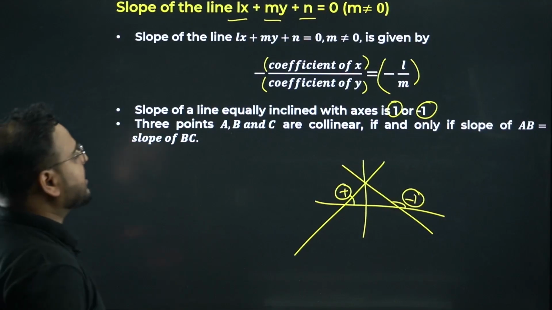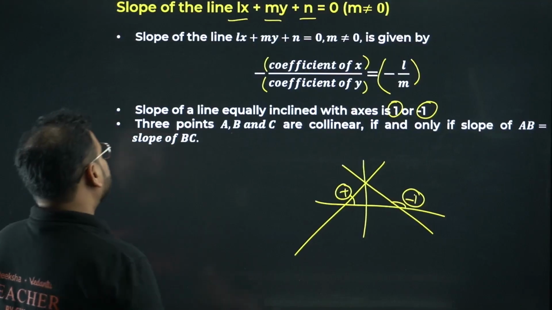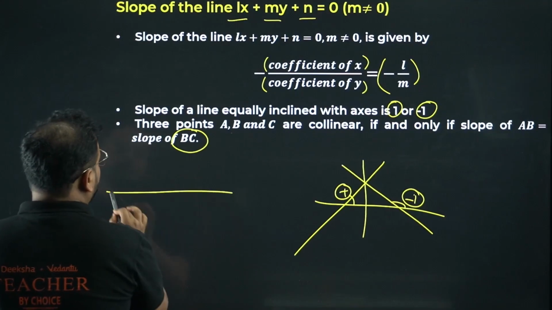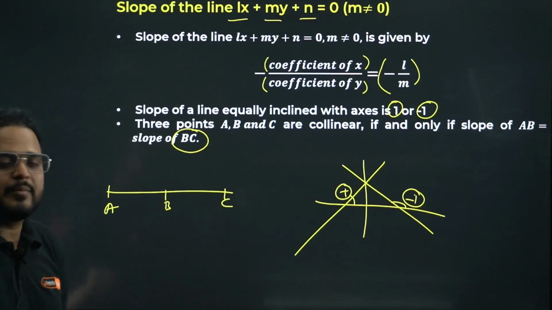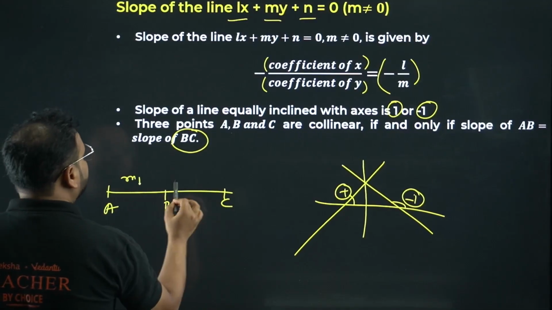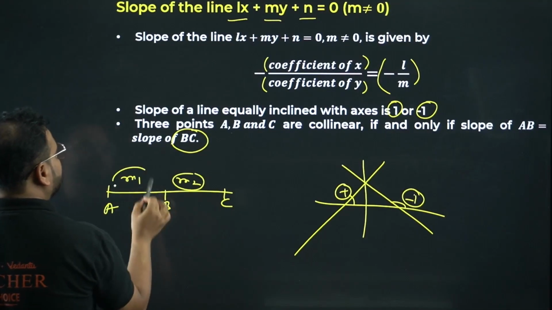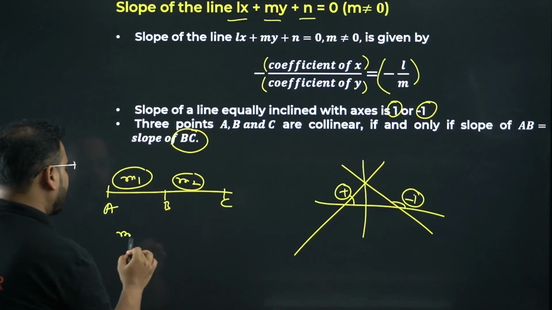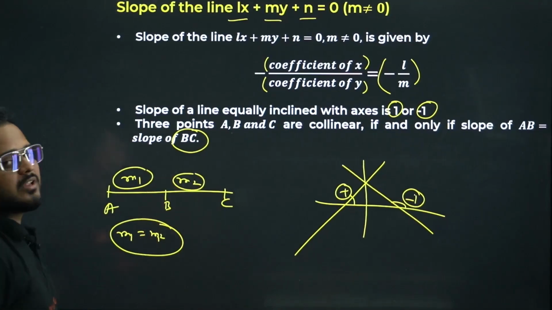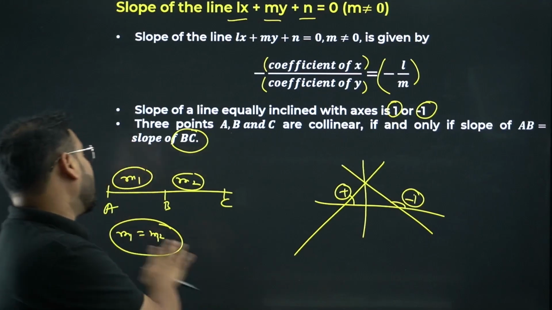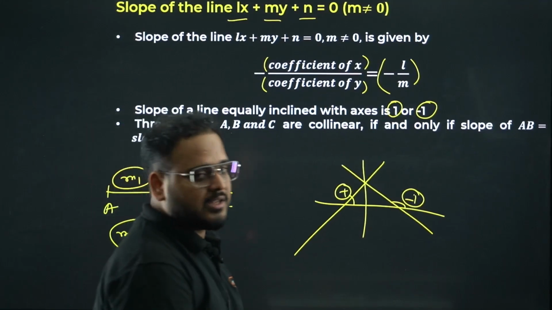Three points A, B, C are collinear if and only if the slope of AB is equal to the slope of BC. If I have A here, B here, and C, the points are collinear when slope M1 equals slope M2, because they are on the same line. If you have that, we call the points collinear. Got it? Let's move on.